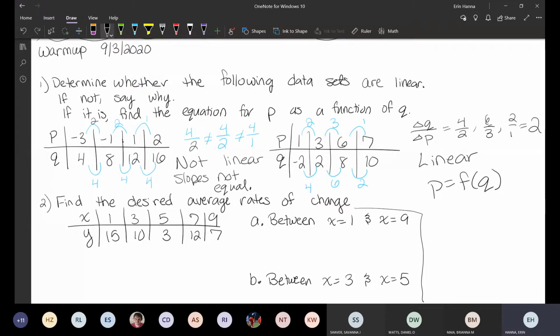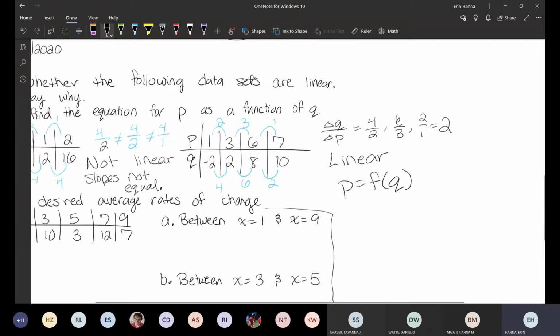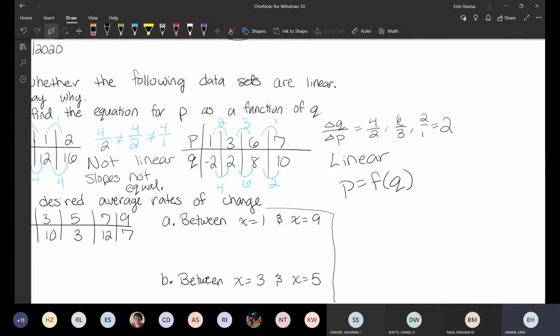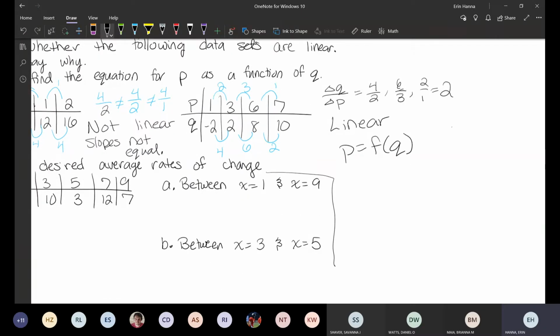I'm just used to using change in Y over change in X because that's the way I default. But here, since we now want to actually find the equation, we have to go back and make sure that we were using the right format. So hopefully that makes sense as to why the slope we just found isn't the slope that we want. I need change in P over change in Q for my slope.